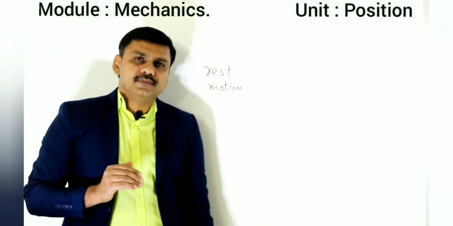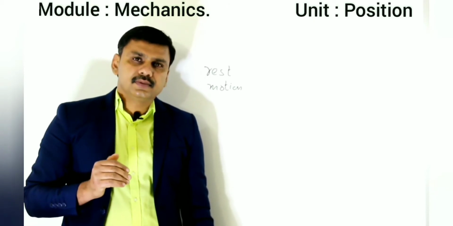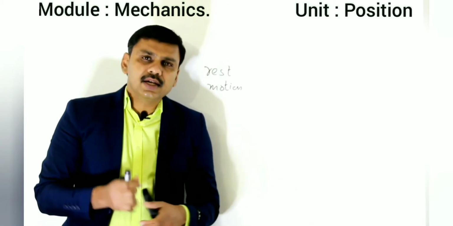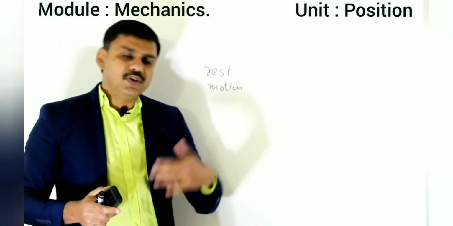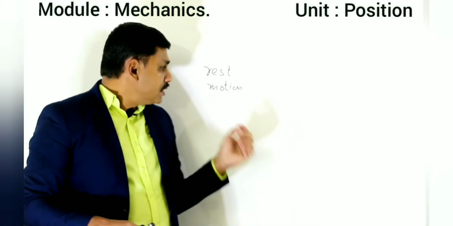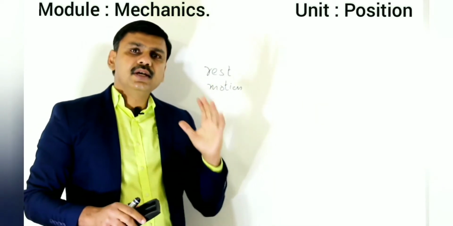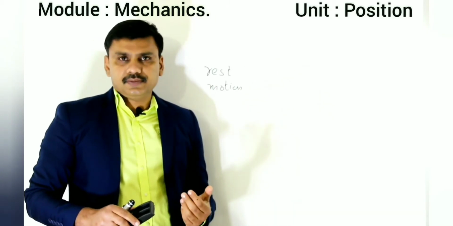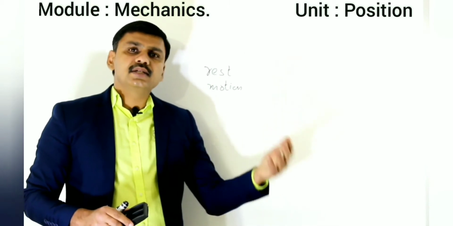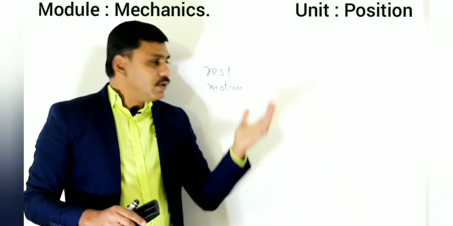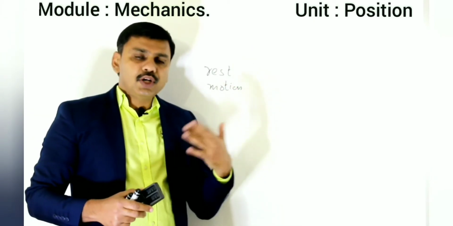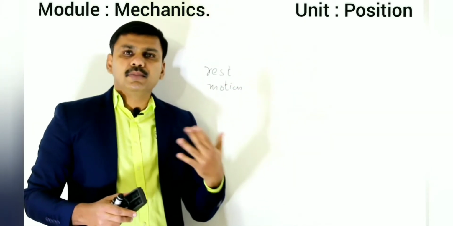How can you say an object is at rest? An object is said to be at rest when there is no change in position of the object. An object is said to be in motion if there is a change in position of the object. So, in the coming units, these things are important. What do you mean by rest and what do you mean by motion?